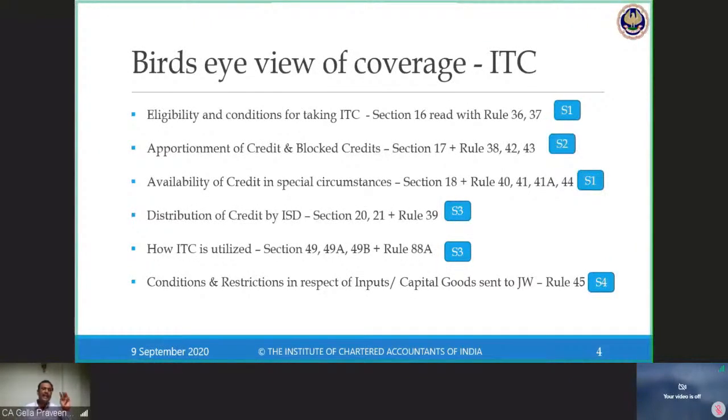Fourth session, we will have job work exclusively and a recap of all the chapters we have read together: eligibility, conditions, blockage of credits, then what are the special circumstances where we are going to take the credit. For all these 3 chapters, Sections 16, 17, 18, we will see a couple of problems.